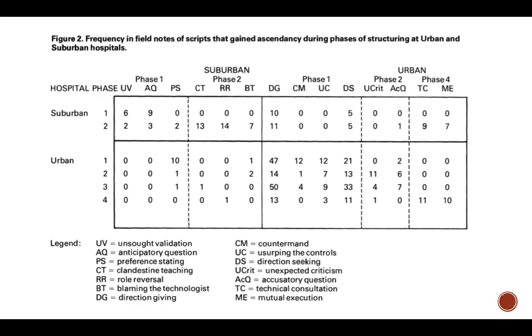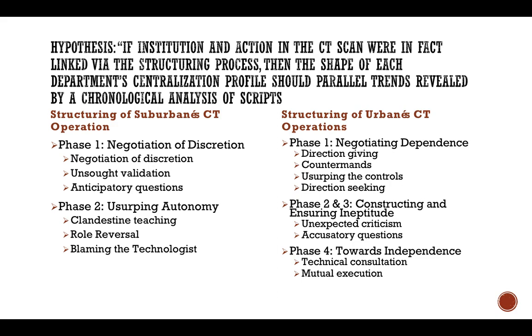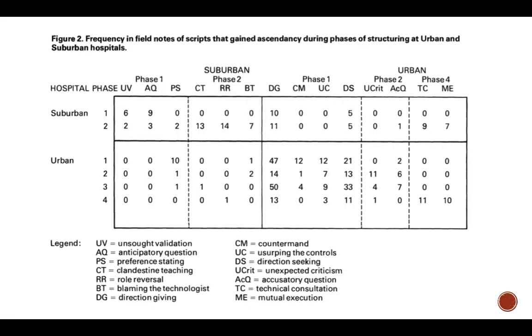And we see that the frequency of the unsorted validation, anticipatory questions, and preference stating in suburban decreased as it moved to phase 2. And for the urban, we see that there is a lot of direction giving, which decreased as time went by, but then it increased in phase 3. In phase 3, there was a lot of unexpected criticism and accusatory questions, where the experienced radiologists felt the need to take more command and control, and more direction giving as well.